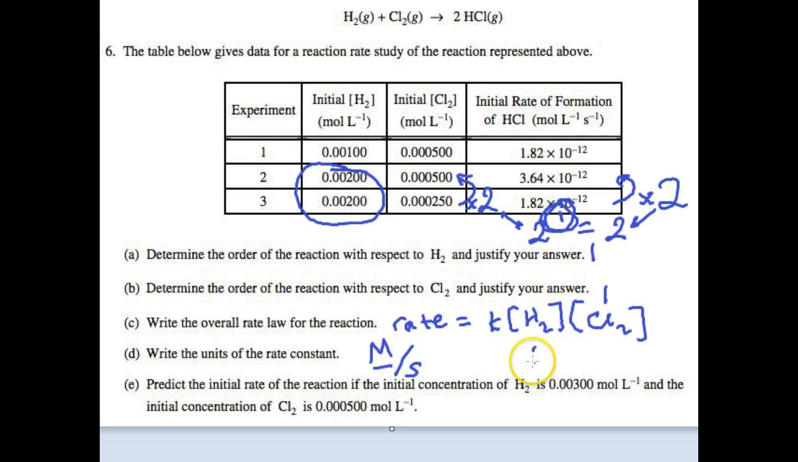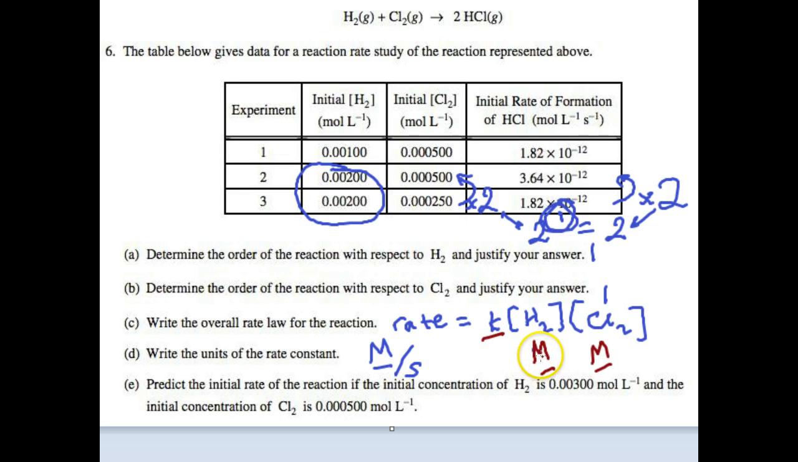Whenever you have square brackets, the square brackets mean molar. It doesn't matter how many things you have out here. You have to create your own units for K, the rate constant, so that you end up with total units of molar per second.